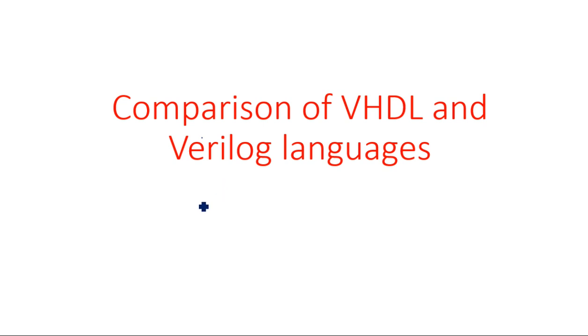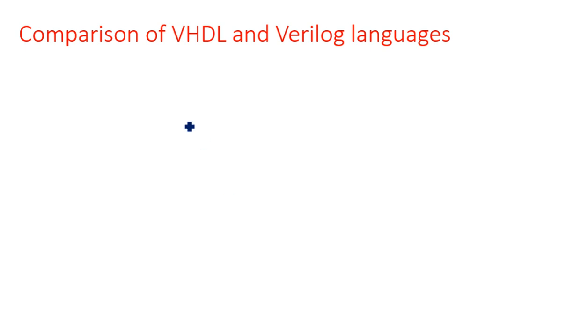And recently I have observed that this question has been asked in the university exams: give the differences between VHDL and Verilog. Okay, so let us take VHDL on the left hand side. VHDL, HDL, it is a hardware description language, and it is Verilog HDL, Verilog HDL.